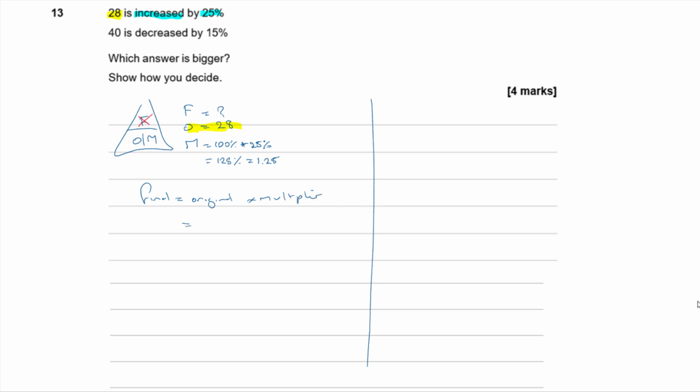Okay, so this, in this case, is going to be 28 times 1.25. And 28 times 1.25 comes to 35. Okay, so that one is 35.